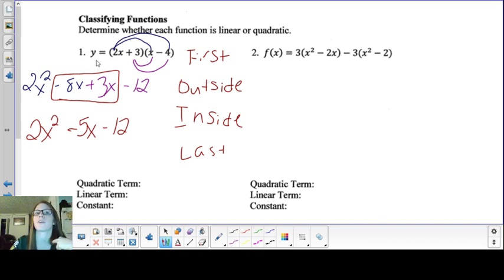Now I'm asked for the quadratic term. Well, quadratic terms are anything with the squares. So my quadratic term is 2x squared. My linear term is the thing with the x, so it's negative 5x. And my constant is negative 12. We're used to seeing signs in front, and any sign that is in front of that number is just going to get pulled with it. That's how we know if that's negative or positive. Remember, minuses are negative, and addition signs are positive.